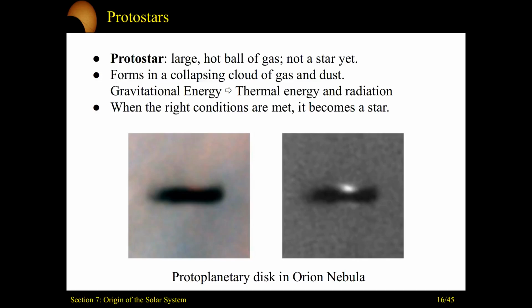I've already said this, but let's go ahead and define it properly. Those protostars are large, hot balls of gas, and they are not a star yet. In order to be a star, you must be undergoing nuclear fusion in your core. Here we see some pictures. If we look into the protoplanetary disk in the Orion Nebula, we're looking at it edge on. And in this one, you can start to see that the protostar is starting to get hot enough. It's glowing from just how much thermal energy is there.